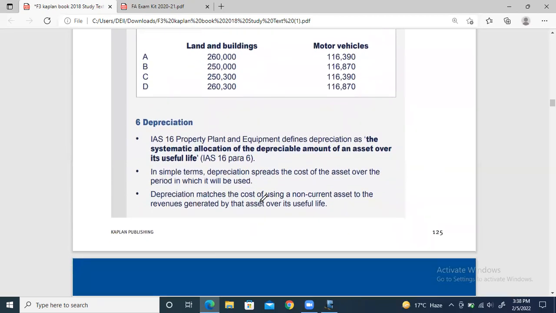We have done the first part of this chapter, which was acquisition: how we purchase, what we should include in the cost of the asset, working condition, present location, all of these things, capital versus revenue expenditure. Now we're discussing the second part, which is depreciation. Depreciation is also very easy to understand. Let me give you a small brief of this topic.